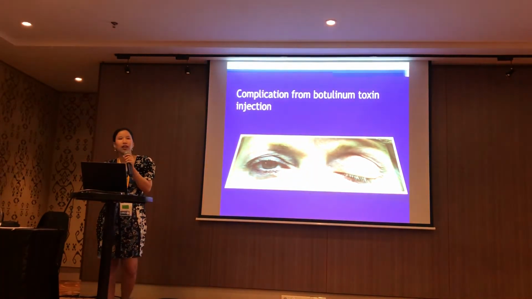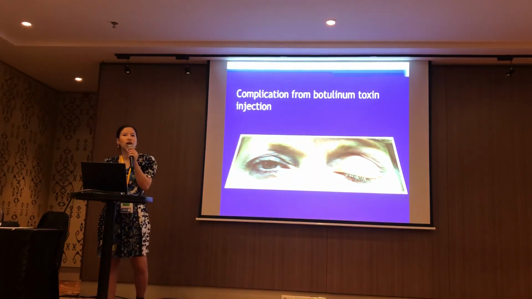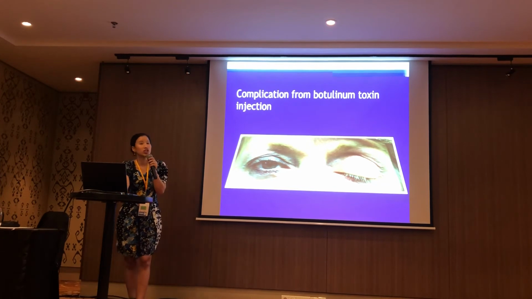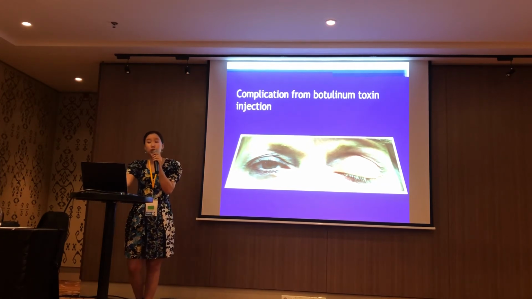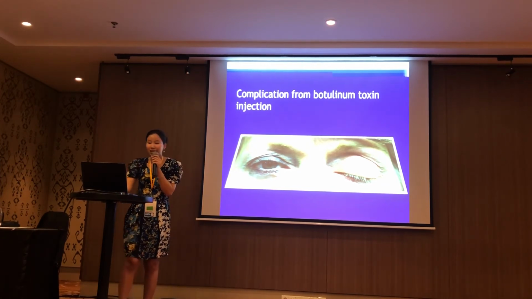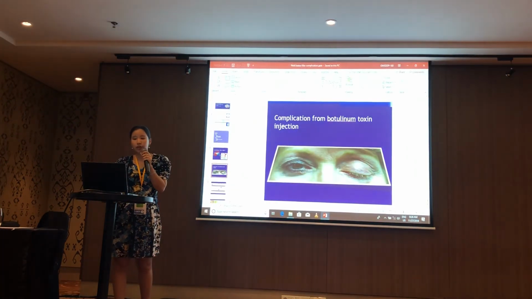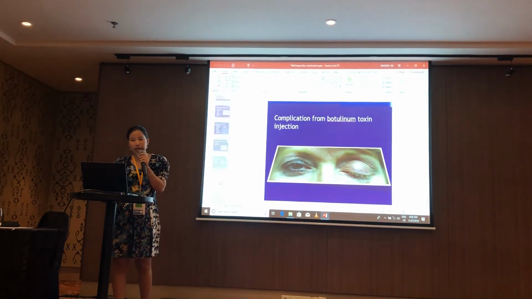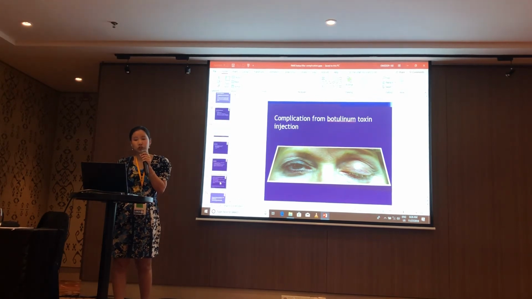Have you ever seen this before? Ptosis is a complication of botulinum toxin injection. So how can this happen? This happens because the botulinum toxin has spread into a muscle that we do not expect.